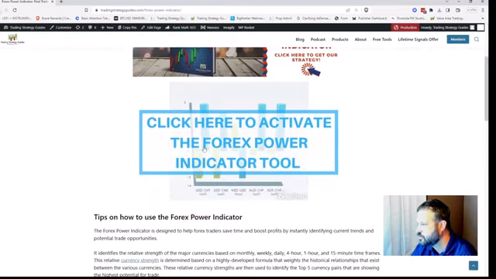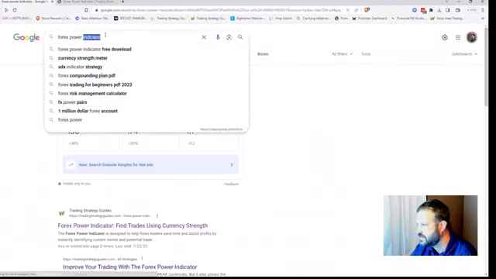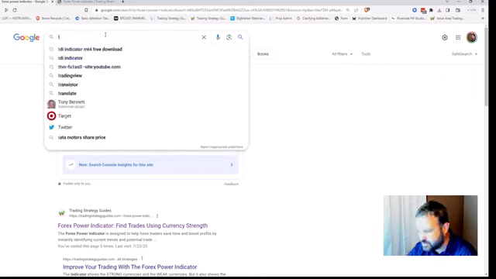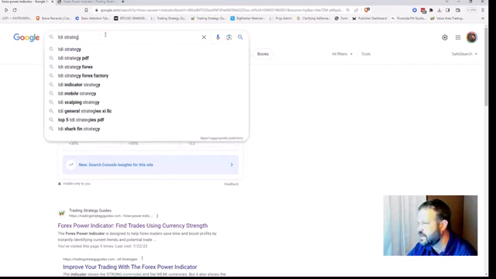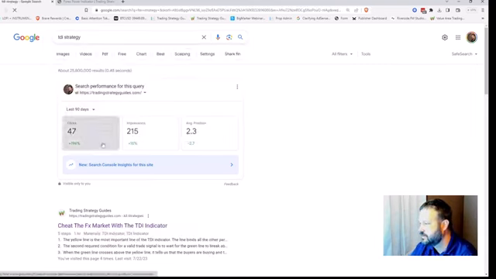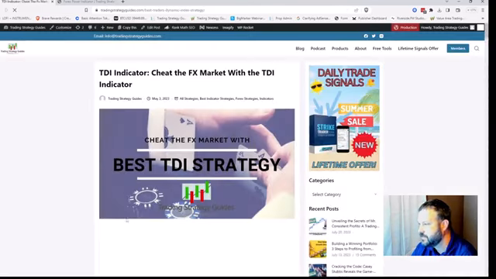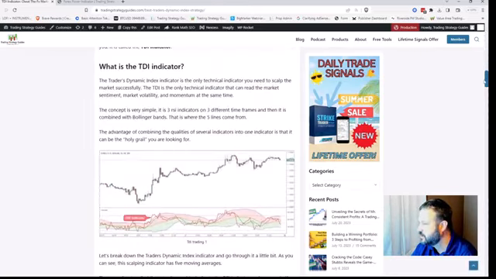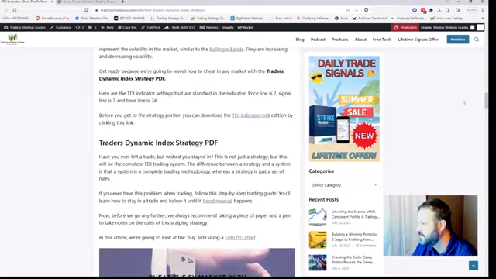The next tool, so we'll open that up. Then the next tool that you're going to need is the TDI indicator. You can just type in TDI strategy, and it's on the same site. The name of the article is called Cheat the FX Market with the TDI indicator, and it actually has the download for the indicator in this article right down here. So we're going to want to grab that and download it. We'll have the links for all that in the description.